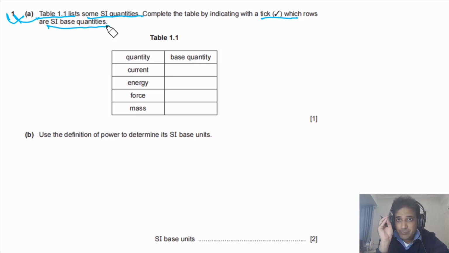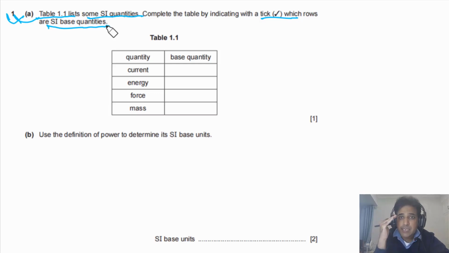First of all, time is an SI base quantity and its unit is second. Length is an SI base quantity and its SI unit is meter. Mass is an SI base quantity and its SI unit is kilogram. Current is an SI base quantity and its unit is ampere. Temperature is an SI base quantity and its SI unit is Kelvin. Amount of substance is an SI base quantity and its unit is mole. Luminous intensity is an SI base quantity and its unit is candela, cd.